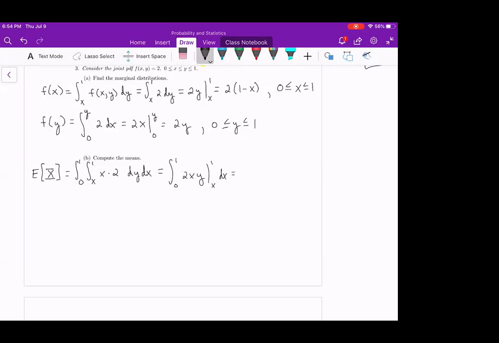Wait, what's a double integral? I don't remember learning this. It's when you have a function that has 2 integrals instead of just 1. So you have to integrate 2 times, starting from the inner integral going outwards. So this is going to be 2x times 1 minus x.